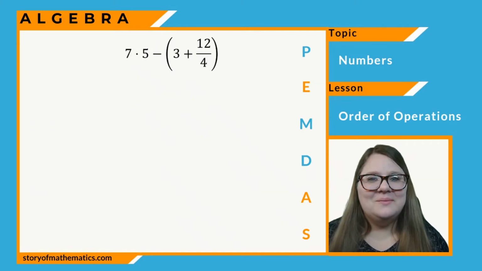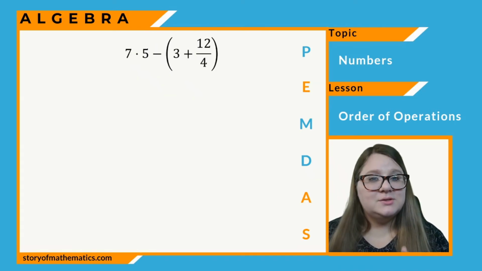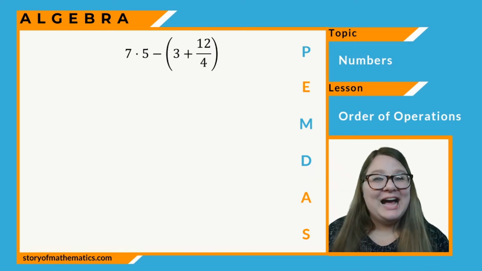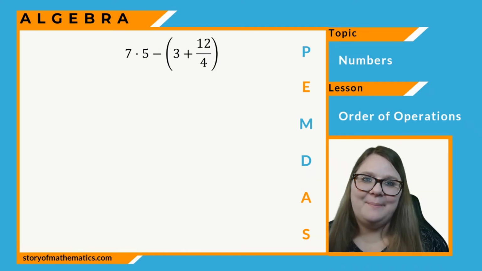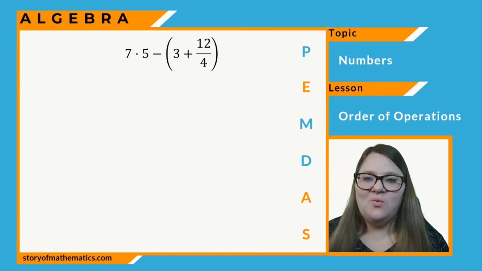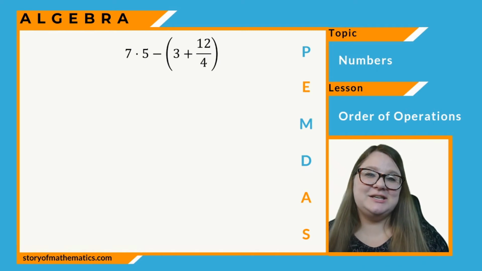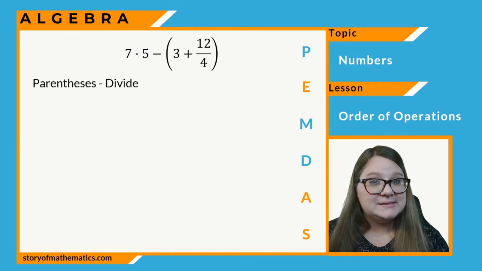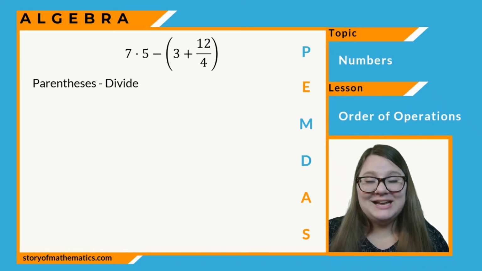All right, I got one more for you. 7 times (5 minus (3 plus 12 over 4)). Now, this is a little tricky because we are going to start with the parentheses, but you'll notice there's multiple things happening in the parentheses. So what do we start with? Do we start with the addition or do we start with the division? Well, division comes before addition in order of operations. So inside the parentheses, we're going to do the division. So 12 divided by 4 is 3.